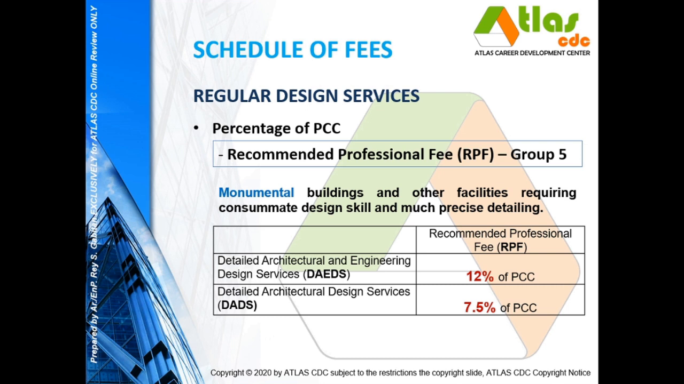Now we have group 5. This is for monumental buildings and other facilities requiring consummate design skill and much precise detailing. The recommended professional fee for DAEDS is 12% of the project construction cost, and for the architectural design services or DADS, the RPF is at 7.5%.